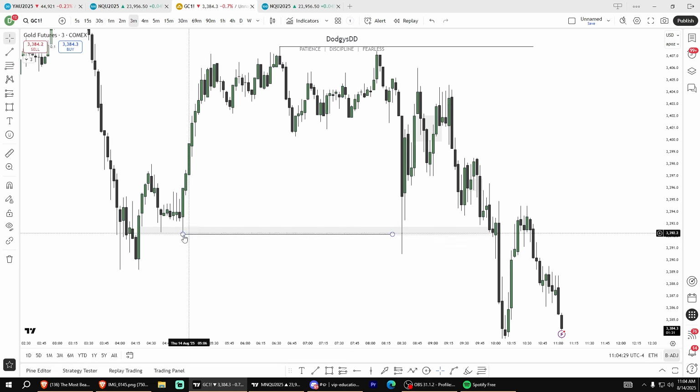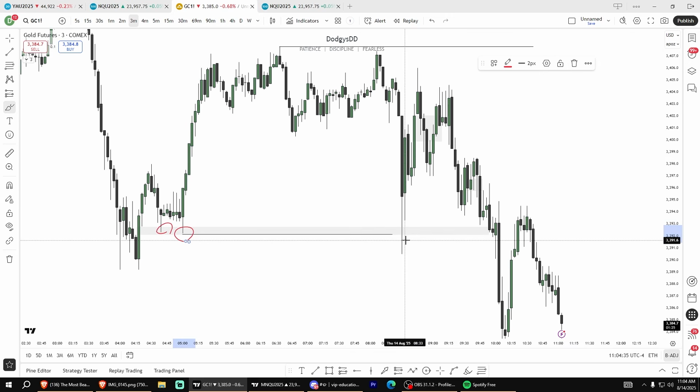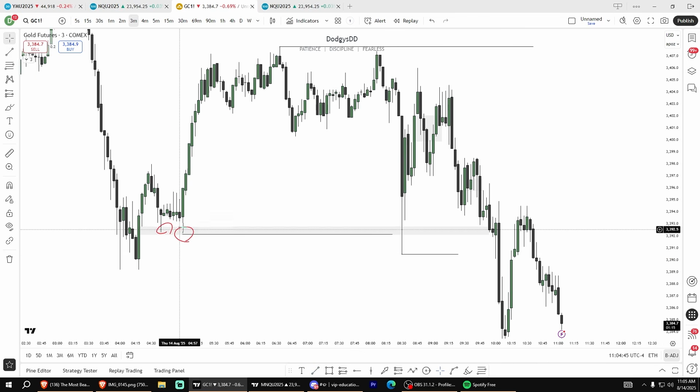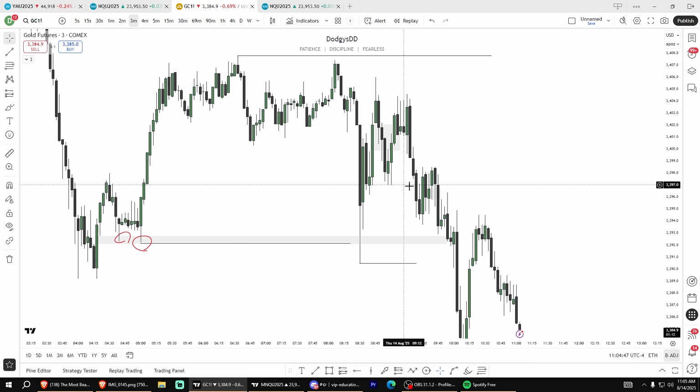Now, maybe if a body broke here, then it wouldn't matter. But because the wick respected it here and here, the wick respects it again here, and the body never closes below. So even though this is a data low, it is now considered a protected low, or in other words, a low that took another low inside a fair value gap. So everything coming down is going to be pretty low probability to target this.